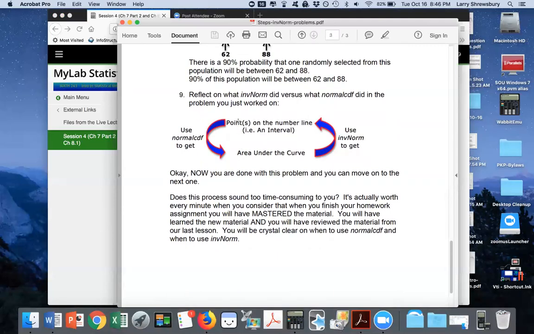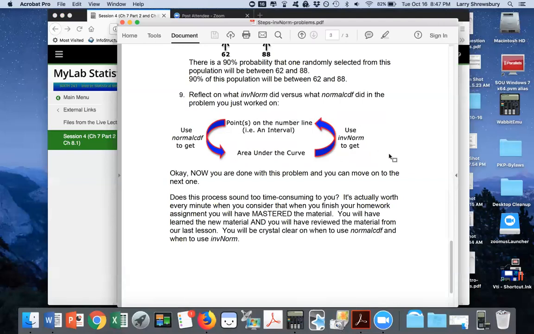Okay, so if you're given the interval, what do you do? Follow the arrow. Oh, that's right, I use normal CDF, and it gives me the area under the curve. But what if I was given the area under the curve? What do you do? Follow the arrow. You use inverse norm to get the interval. And of course, you use the interval and normal CDF to get back to the area under the curve.